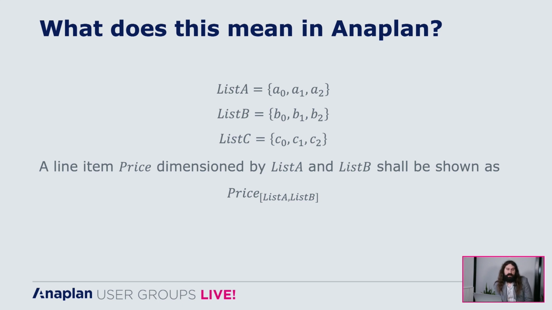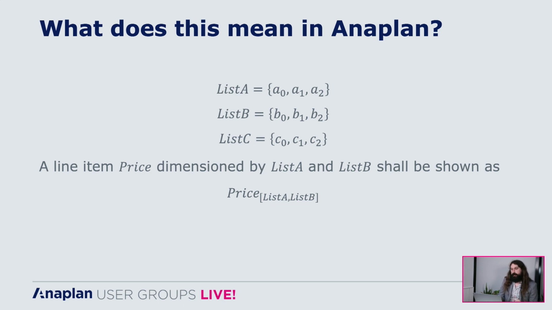So list A has 3 terms, A0, A1, A2. List B and list C, very similar in that regard. And when we declare a line item, in these slides, I'm going to use the notation in square brackets of the lists that line item is dimensioned by. So in this example, we have a line item price, which is dimensioned by list A and list B. So there are 9 terms in price, and those will be 1 for each A-B combination.